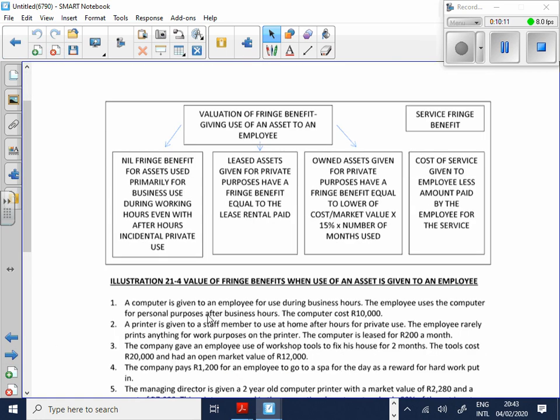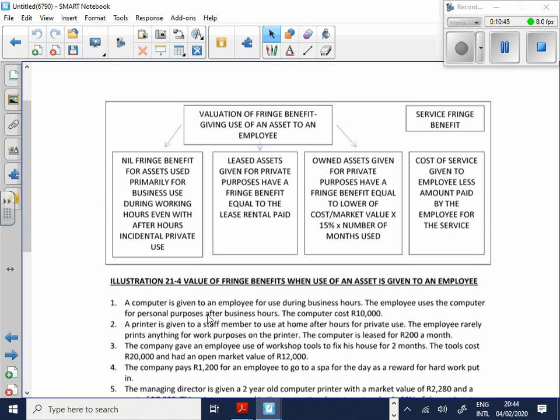I didn't put it on the other page, but I've just summarized for you here. This is the rule for services. Guys, you need to know what the income tax implications are, otherwise you can't value your fringe benefit properly. Does everybody understand that? It says valuation of fringe benefit giving use of an asset to an employee. First one, no fringe benefit for assets used primarily for business use during working hours, even with after hours incidental private use.